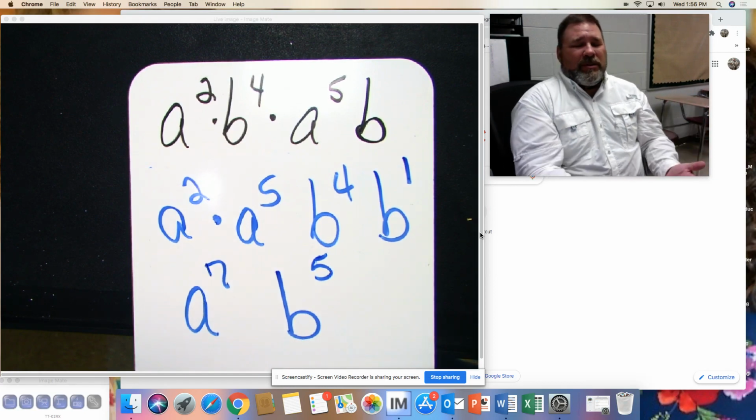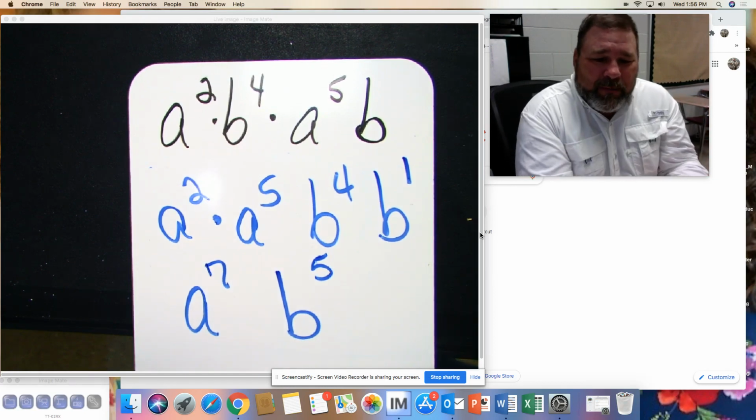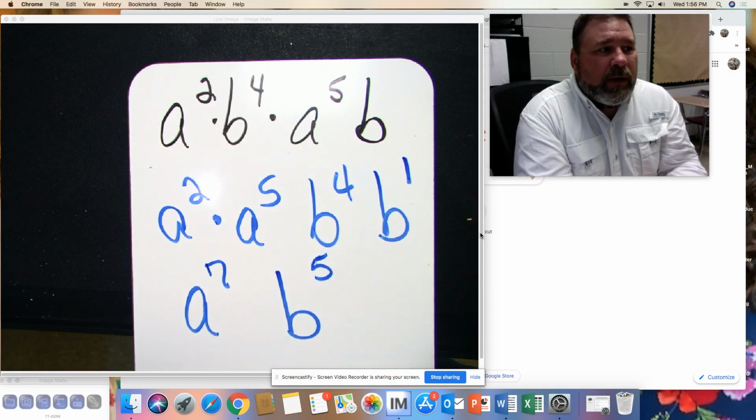Well, before you do that, Miss Powell, tell me, why can't I make that ab to the 12th power? Because you got to think of this as like apples and bears. You can't mix apples and what?